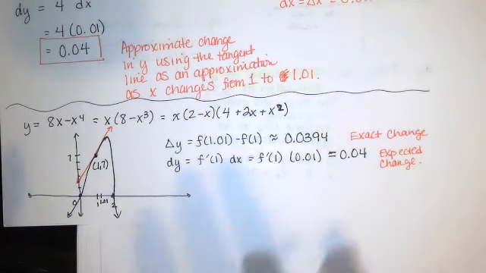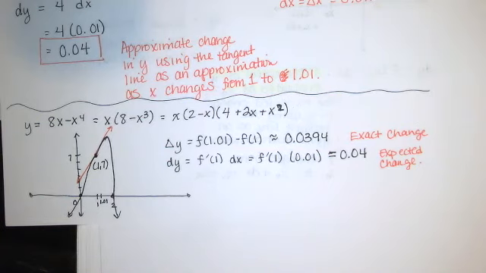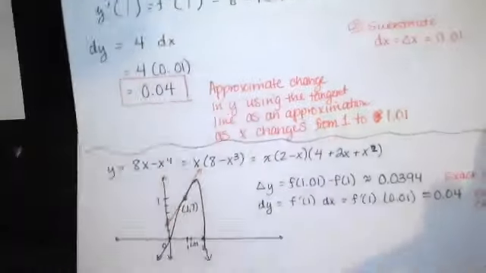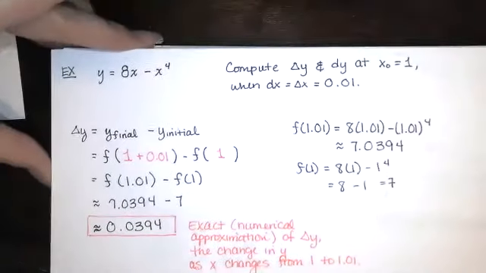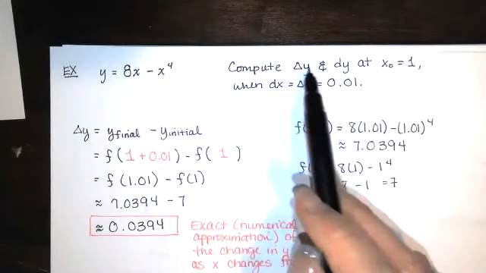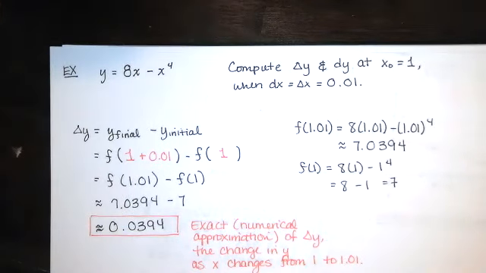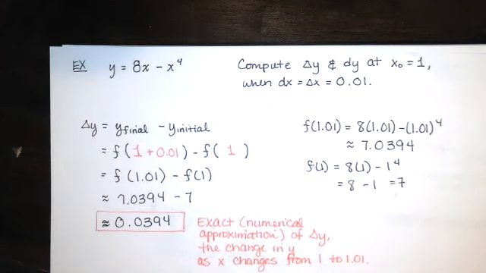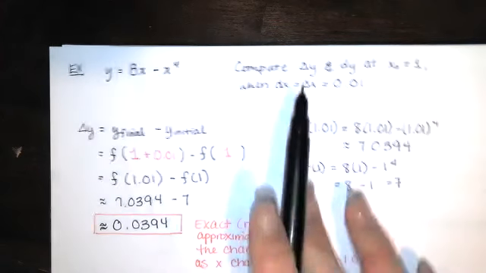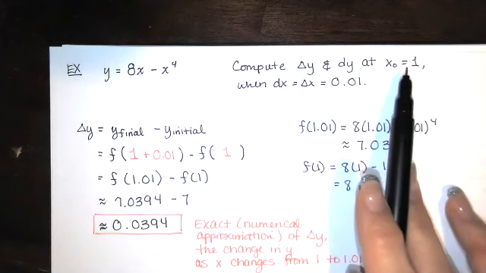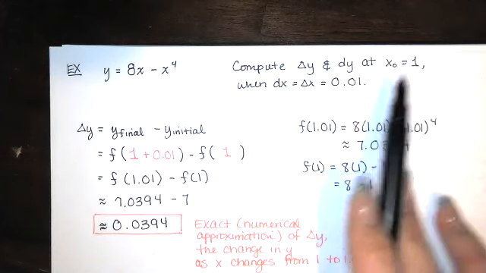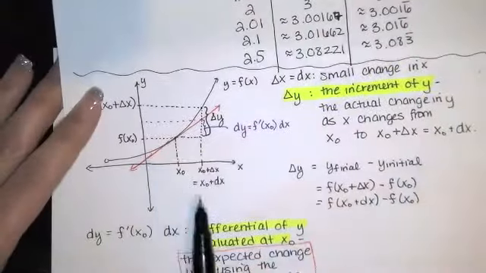Okay, let's review what we just did. It's actually really simple computation, but people can sometimes get lost. They forget what all of these symbols mean. So we're asked to compute delta y and dy. And remember, delta y is the actual change in y as x changes from this x value to this x value plus delta x. And if we look at our picture again, this is what we're doing.